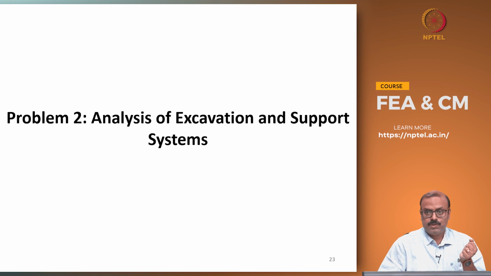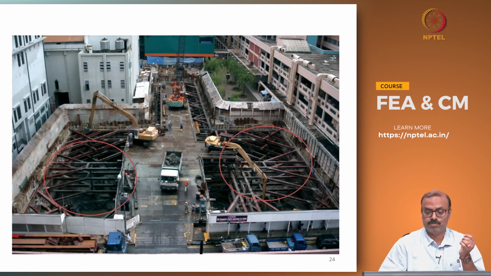So, the next problem which I want to discuss here is slightly more complicated in terms of the analysis. It is the analysis of an excavation and a support system. As you can see, this is an excavation site in an extremely congested urban area, where we are going to do an excavation.